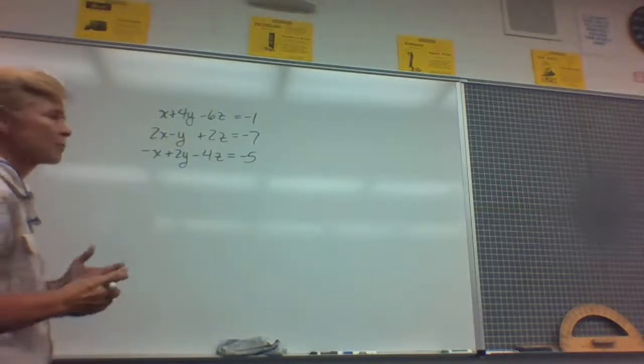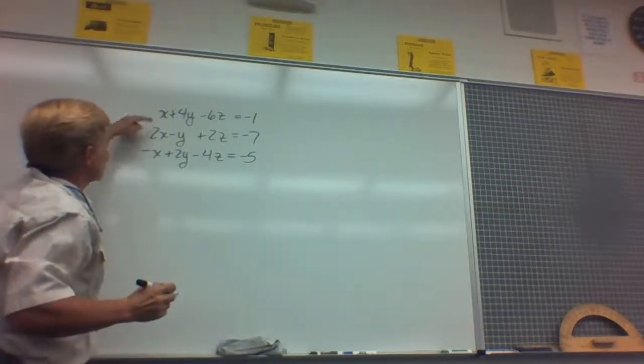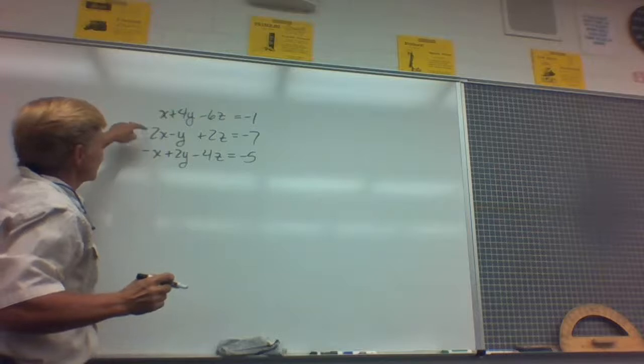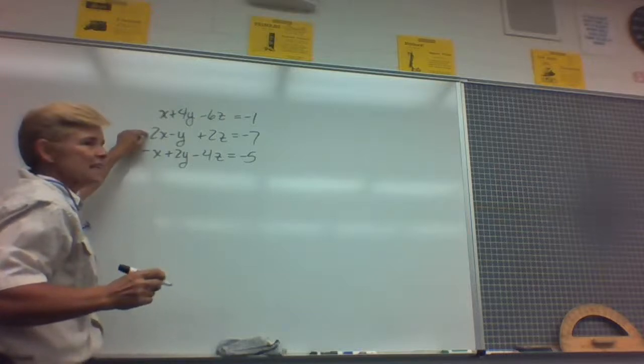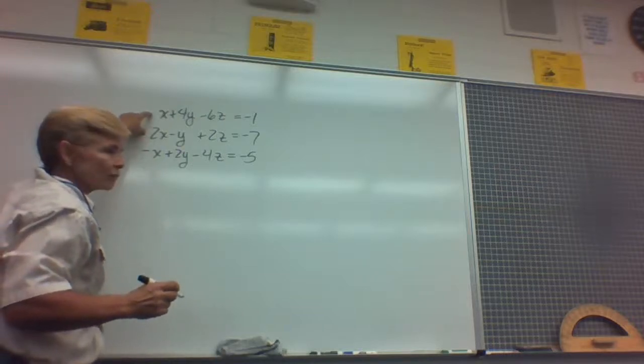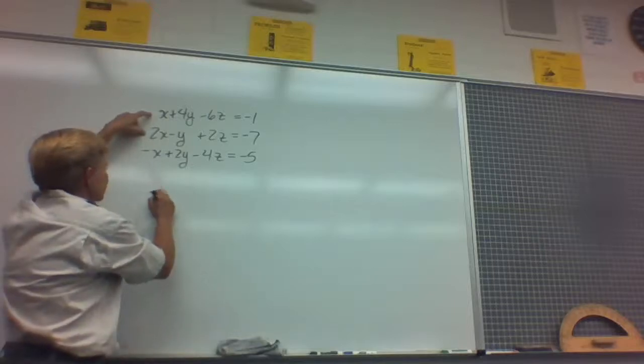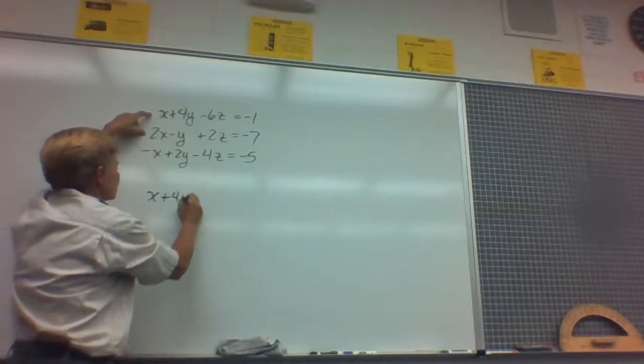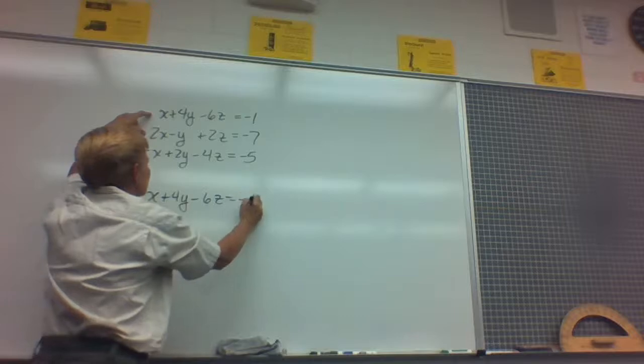First thing I notice as I'm looking at my x's is that 2 of them have a coefficient of 1, sort of, and 1 of them has a coefficient of 2. That's an easy thing to use. So I'm going to use x to get the add out first. I'm going to write down the first equation, x plus 4y minus 6z equals -1.